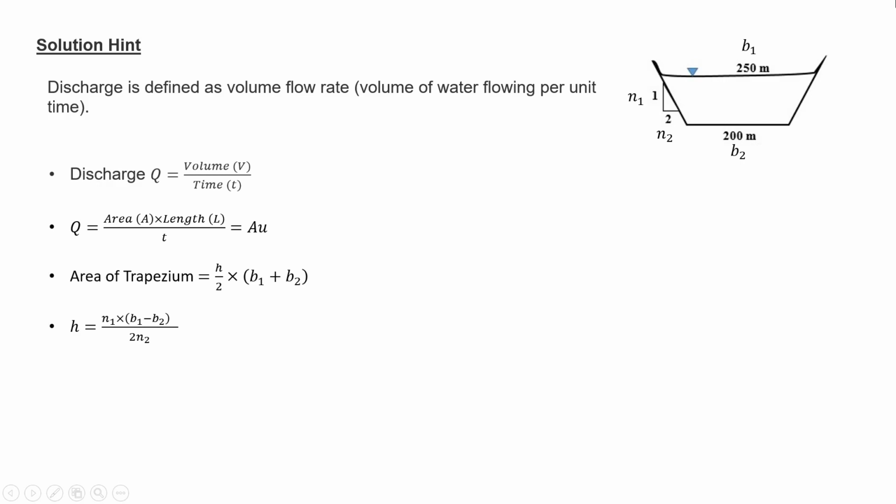Now, from common sense, discharge is defined as the volume flow rate, that is the volume of water flowing through this particular cross section per unit time. So discharge can be defined as volume of water flowing, that is V, by time t. Now volume can be written as area A into length L, divided by time. Now L by T, the dimension of L by T is basically velocity. So A into U. So discharge becomes area into velocity.